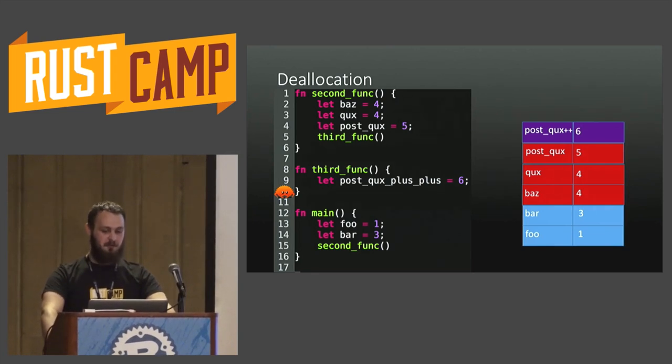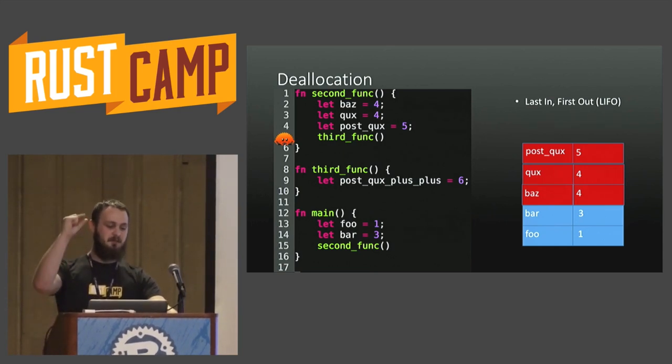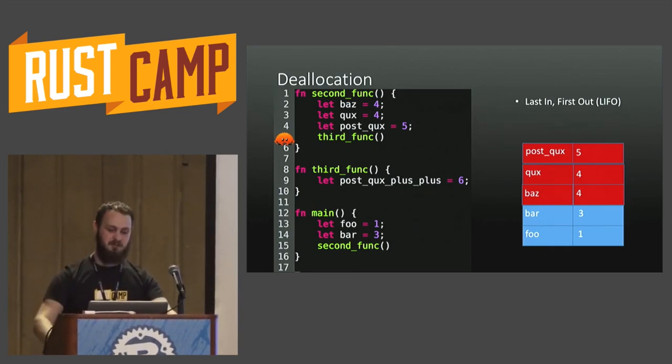So now that we've reached the end of the third func, it means it's time to deallocate the entire stack frame. Everything that was allocated in that function, any kind of stack allocation, is then deallocated, and we move back up to the second func. Because we stacked the third func on top of it, as soon as we remove it, we're now back in the stack frame of the second func. And so that's how we get all of these stack traces, right? All the frames on top of each other. This is called last in, first out, or LIFO, or L-I-F-O, depending on how you pronounce acronyms.